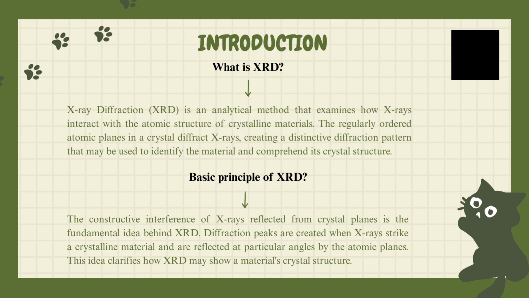The basic principle of XRD is based on the reflection of X-rays from crystal planes. When X-rays strike the crystal at a specific angle, constructive interference occurs. This interference creates peaks in the XRD pattern, which provide information about the crystal structure.